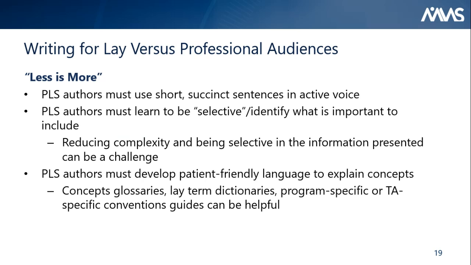When writing for a lay audience versus a professional audience, remember that less is more. When writing a plain language summary, you should use short, succinct sentences, and you should use the active voice, even though the passive voice is used for other types of clinical documents. You also have to learn to be selective and to only include the information that is most pertinent to the patient population. Reducing complexity and successfully identifying which information should be presented is challenging, and we'll provide an overview of the key challenges encountered when writing these summaries in a bit.